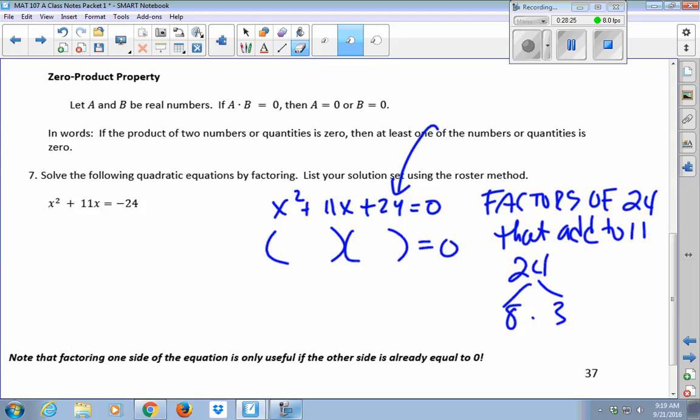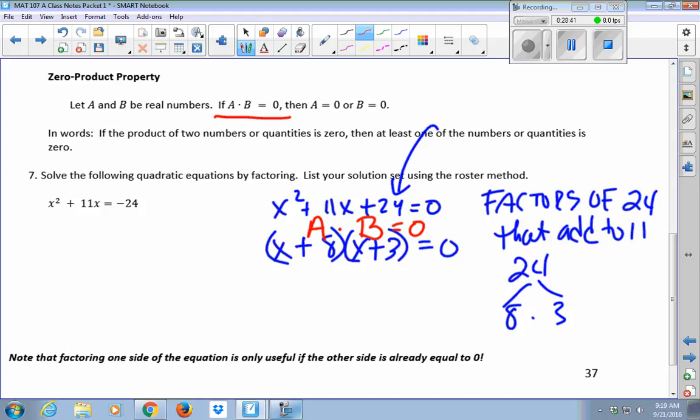So I put my two sets of parentheses for my two binomials, and I put an x and an x, an 8 and a 3, a plus and a plus. And now this zero product property comes in use because this acts like A, this acts like B, and when I multiply two numbers or two expressions that equals 0, one of them is 0 or both. Sometimes they both can be 0 if they're duplicate factors, right? Like x plus 2 times x plus 2.